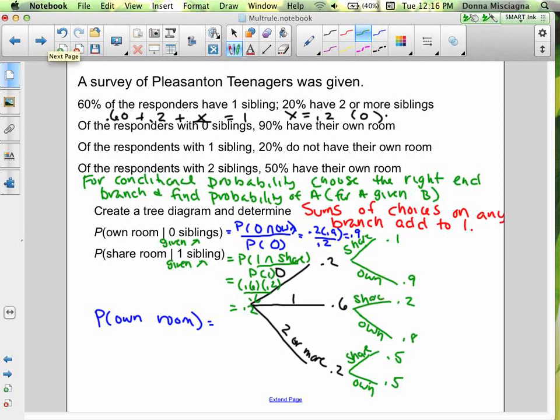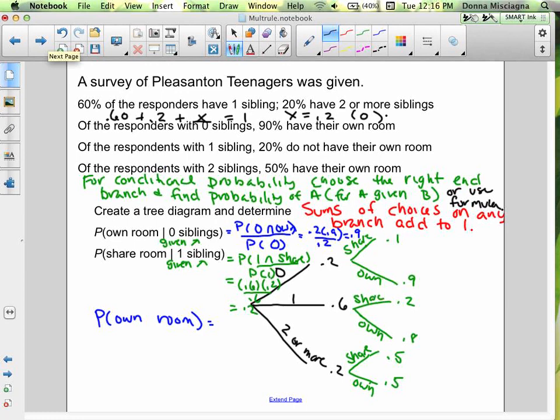All right, so that's your other option. You can also use the formula. It will work the same. So if you get confused, just use the formula. All right, let's look at the last one here, probability of your own room.